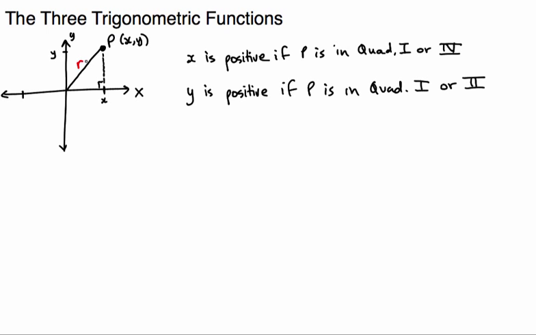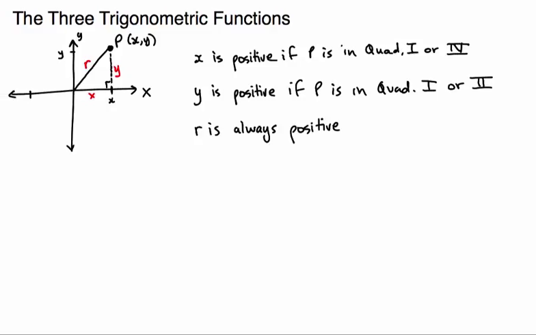And what about this r value? Well, when you take your x value and your y value and you square them and then take the square root, that r value will always be positive. Now let's start to put some of this patterning together with some definitions of the trigonometric functions.